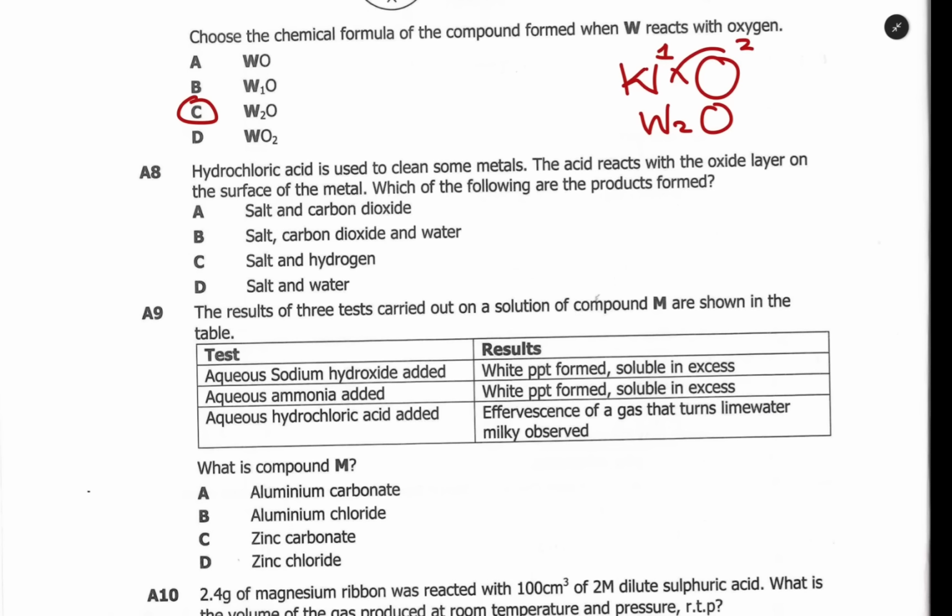Question 8. Hydrochloric acid is used to clean some metals. The acid reacts with the oxide layer on the surface of the metal. Which of the following are products formed? Now, this is an acid reacting with an oxide. It can be a metal oxide, but what we know is that this is a base. Then an acid. So what is formed normally is salt and water. So in other words here, the answer is D, salt and water.